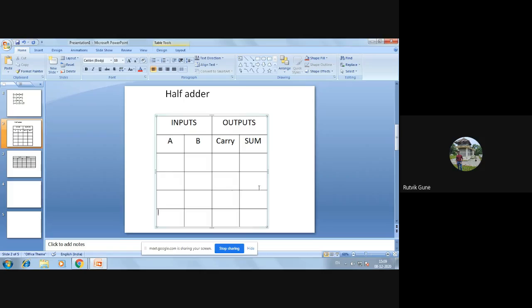Yes, ma'am. Okay, so we'll write 0 0, 0 1, 1 0 and 1 1. Now we'll see how the operation is performed here. 0 plus 0, what is the answer? 0 plus 0 is?